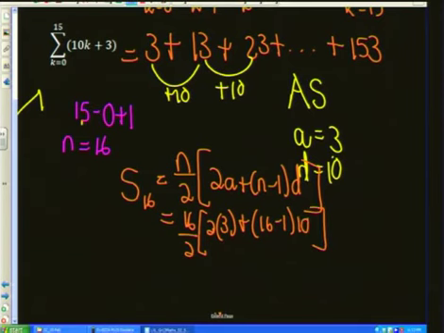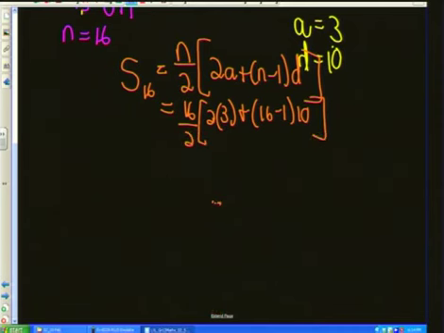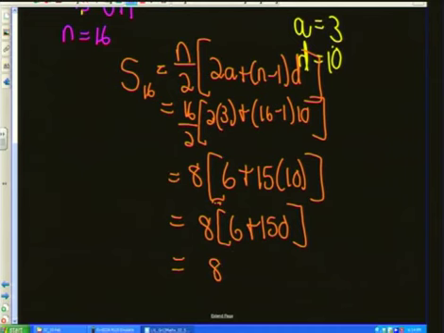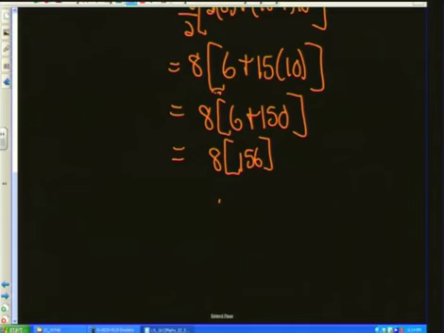So let's just get a little higher so we can work with it. Right, so that's equal to 16 over 2 is 8. 2 times 3 is 6. And this is going to be 15 times 10, which is equal to 8. And this is going to be 6 plus 150, which means we have 8 times 156. Now that is equal to 8 sixes are 48, carry the 4, 44, carry the 4, and it's 1,248. And there's my answer of that sigma notation.